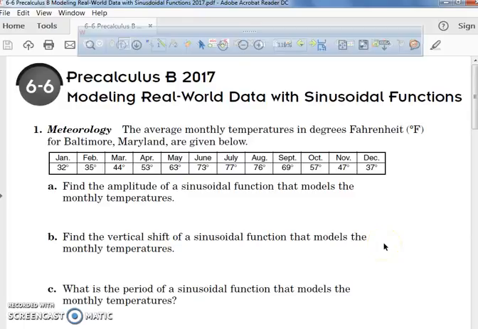Sweet. Today we actually get to model real world data with sinusoidal functions. Try not to say that fast three times. So right now, put this in your journal, okay?